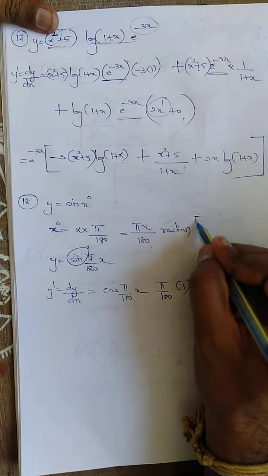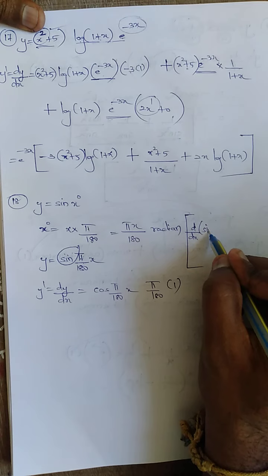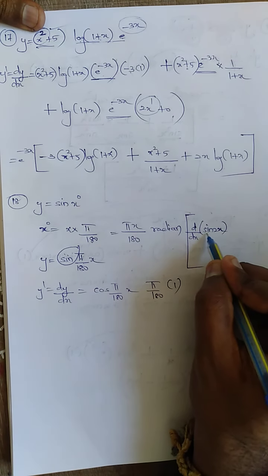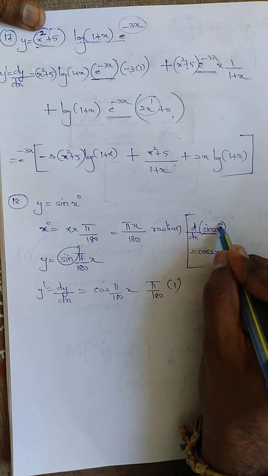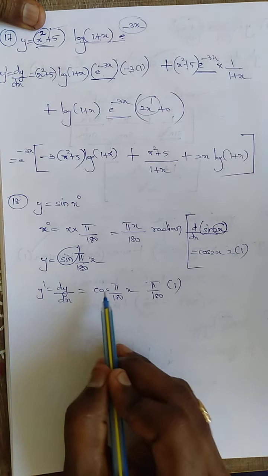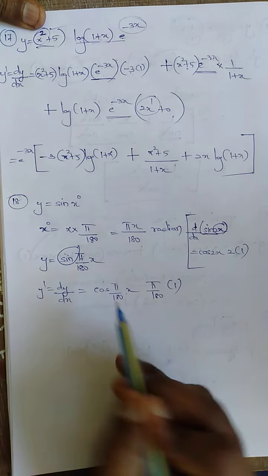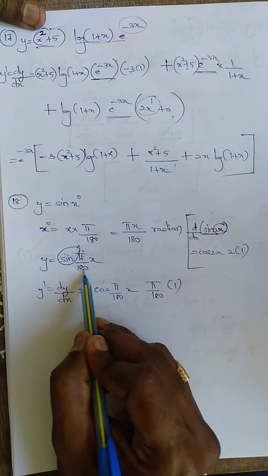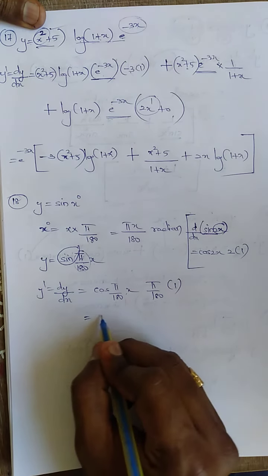If you want me to teach you in another way, listen, d by dx. For example, you take sine 2x. What is sine differentiate? Cos 2x. Next, I need to differentiate 2x. Write 2, x differentiate is 1. The same here: cos pi by 180 x. Sine differentiate is cos pi by 180 x. Next, write this constant, pi by 180 is a constant, x differentiate is 1. So, what is the answer going to be?